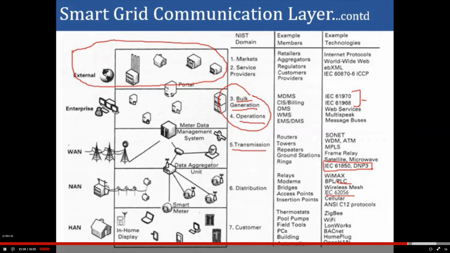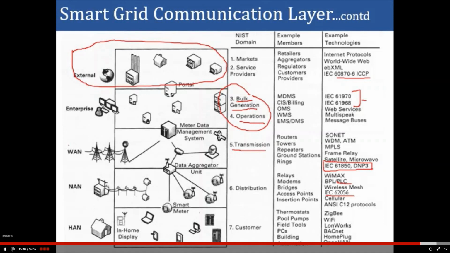The most common is the internet protocol, which we commonly use to access the World Wide Web. Then enterprise business XML, that is ebXML, for sharing business related data. And then IEC 60870-6, that is ICCP, Inter-Control Center Communication Protocol. This we will discuss when we discuss the various SCADA protocols, what it means and why we use it.